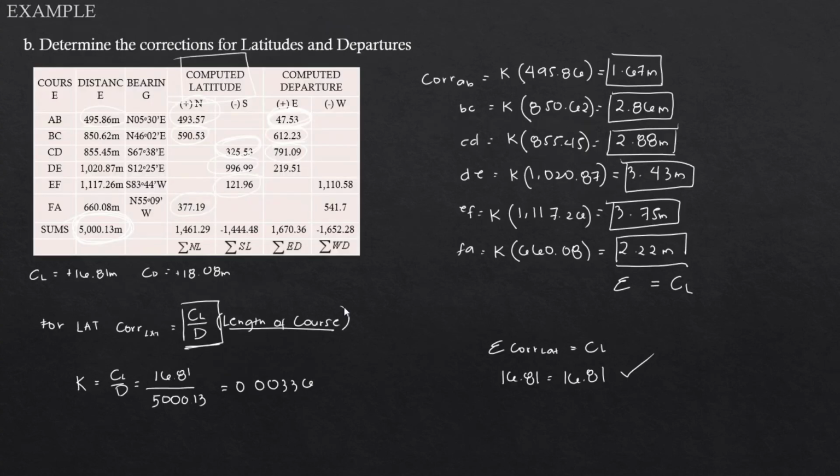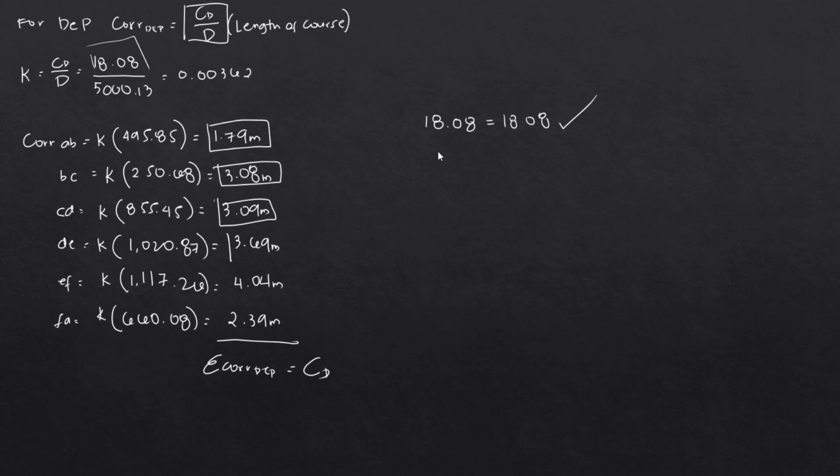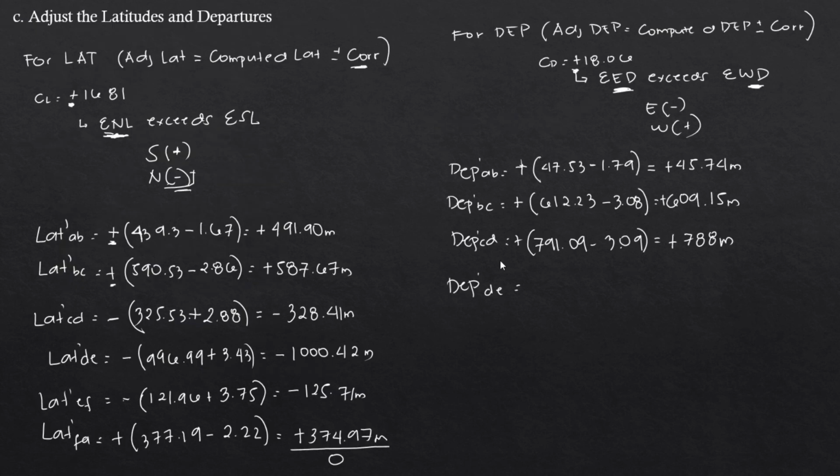Okay. Then, corrected departure sa DE. Ilan yung DE natin? Ito, sa east ulit, 219.51. Correction niya is 3.69. So, positive 219.51 minus 3.69. So, ilan to? Positive 215.82 meters. Okay.